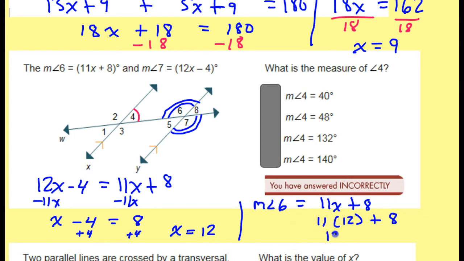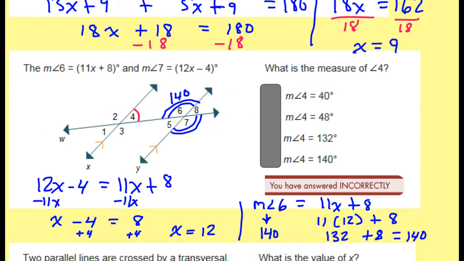Okay, so that is 132 plus 8, which of course is 140. Okay, so bottom line, the measure of angle 6 is 140. So that means all of the obtuse angles are 140. Okay, now, so this is 140. Now the acute angles should be supplementary with this.